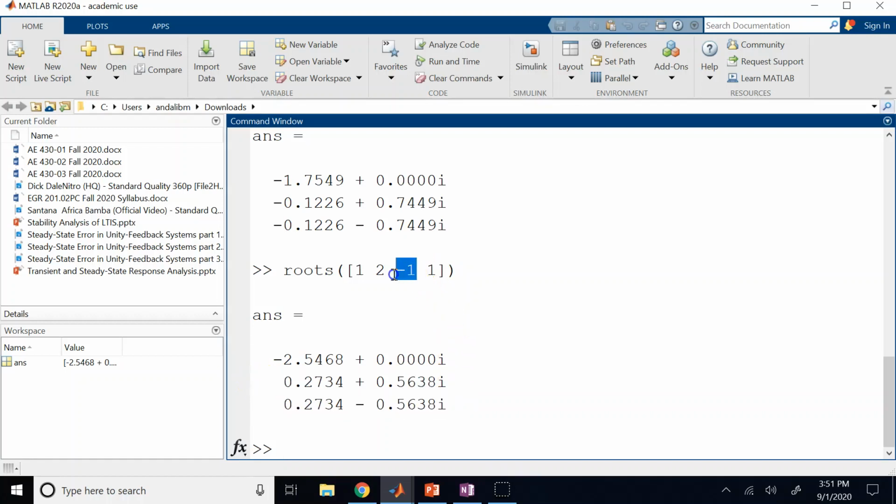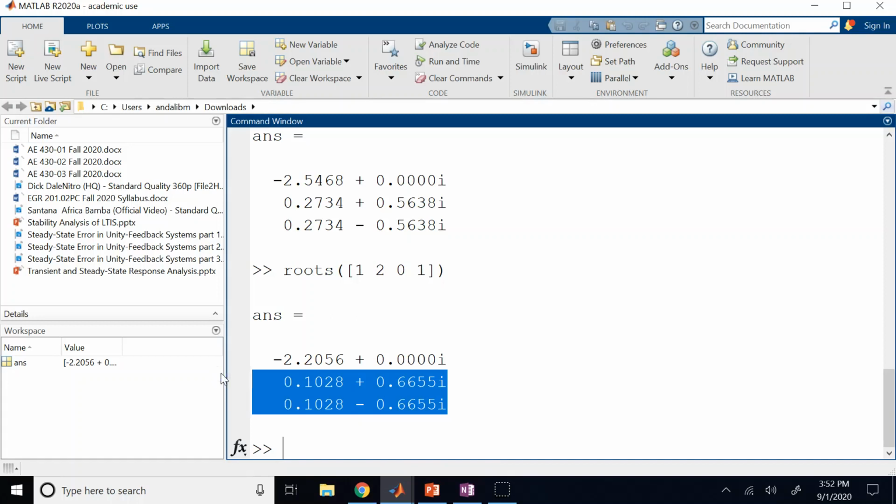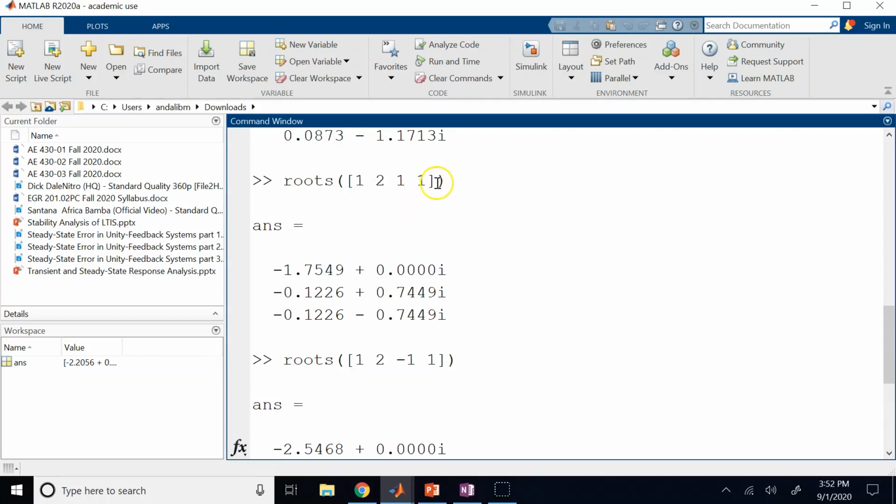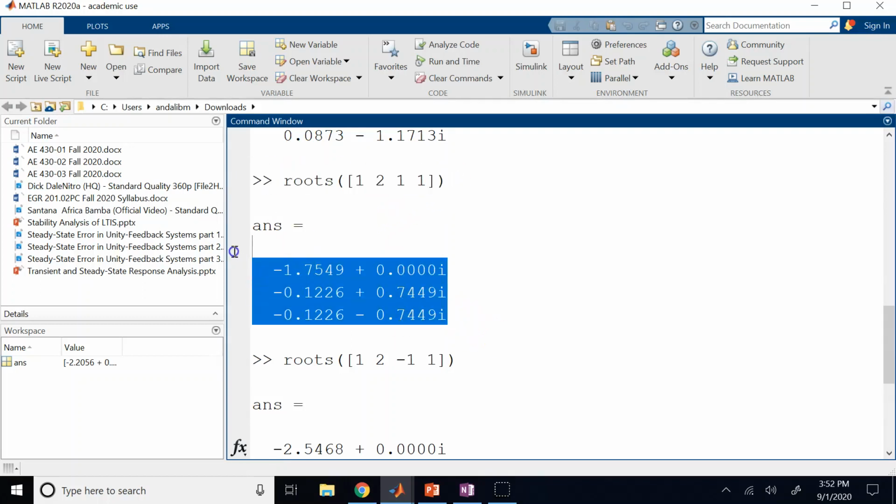Because I have one root that is negative in the presence of positives. Or I make one of the roots 0 instead of negative, and again I have roots with positive real parts. While here, I had everything positive, nothing was 0, and everything was good.